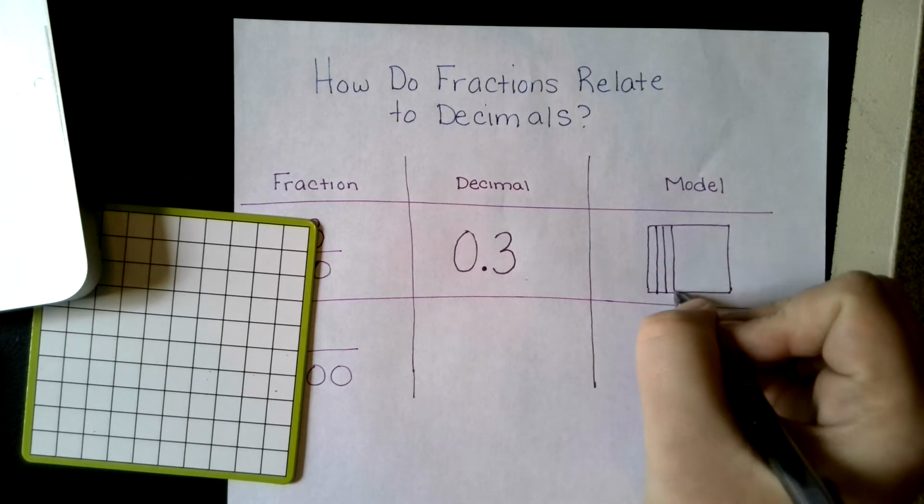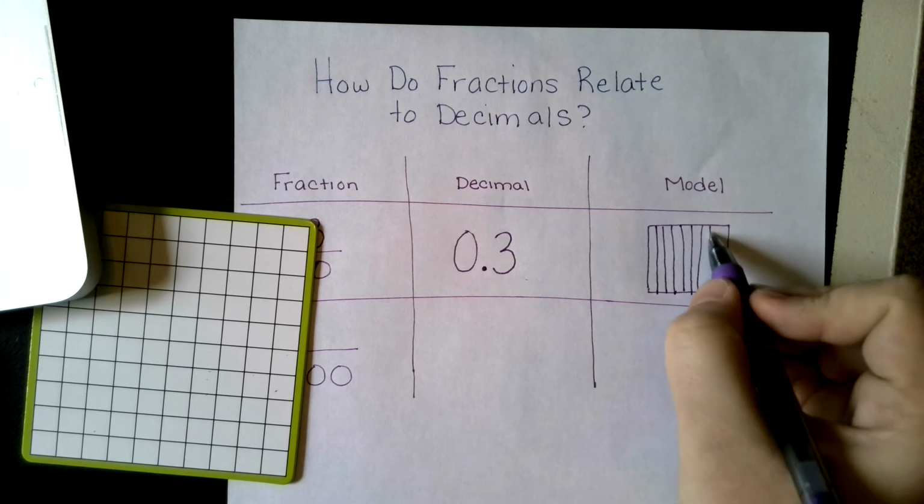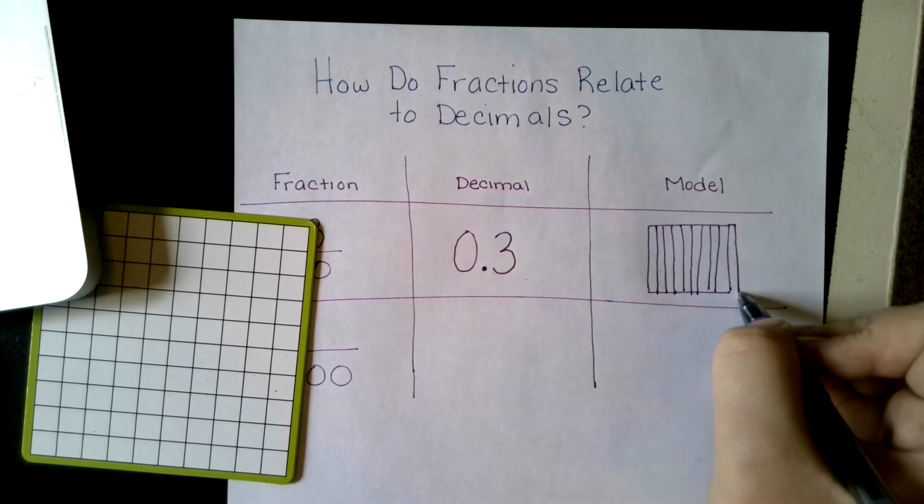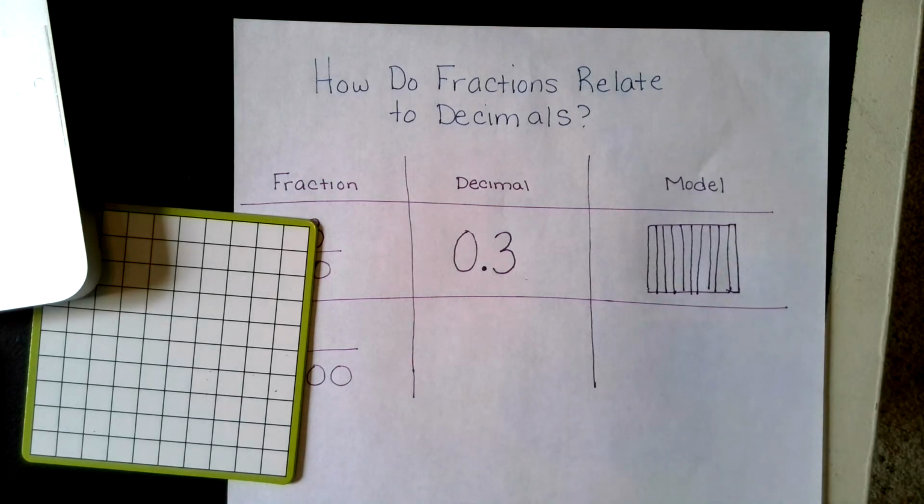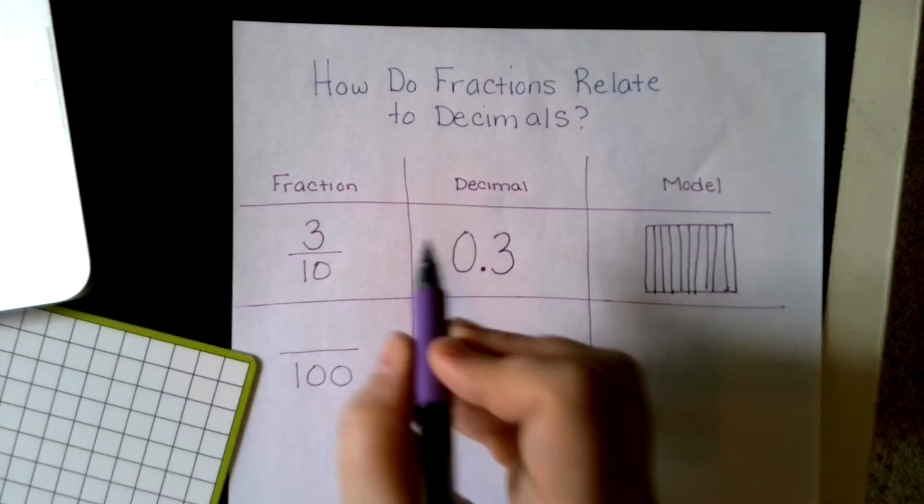1, 2, 3, 4, 5, 6, 7, 8, 9. And we're going to pretend like that was a perfect tenth. Okay? Now our fraction says of these tenths, we have 3.